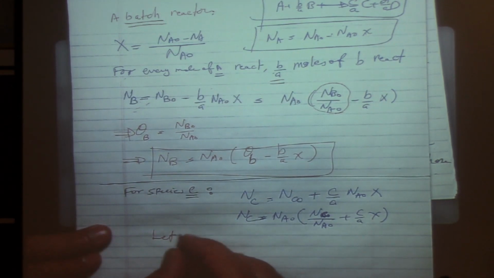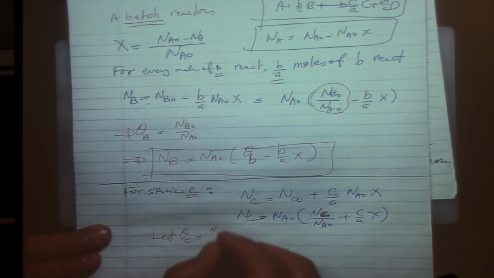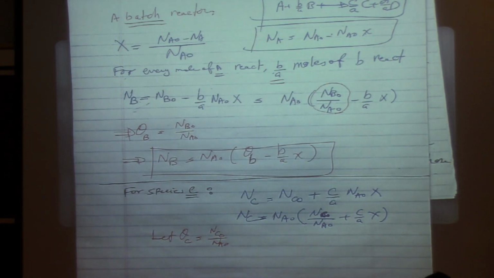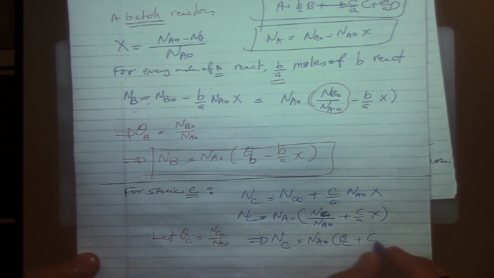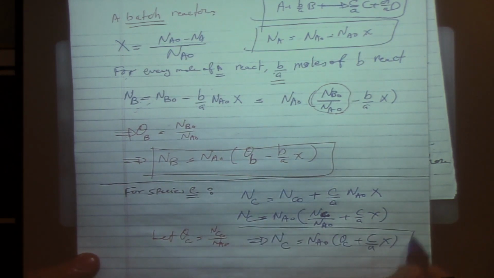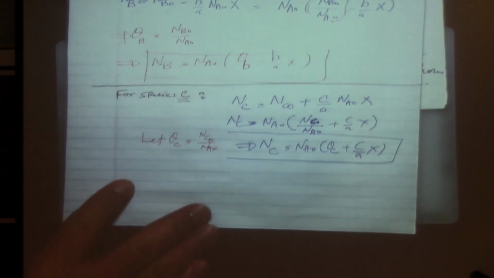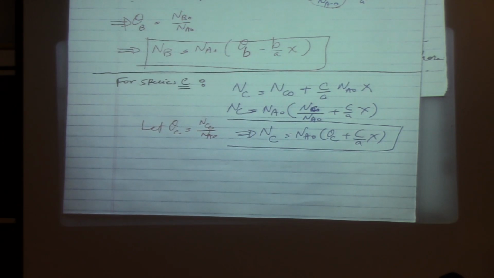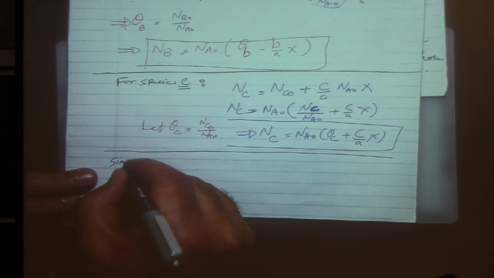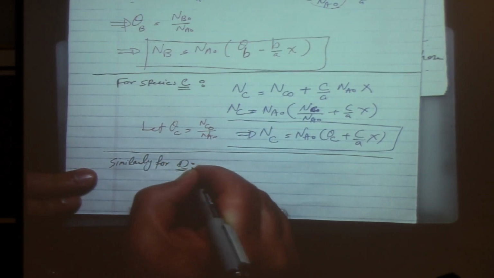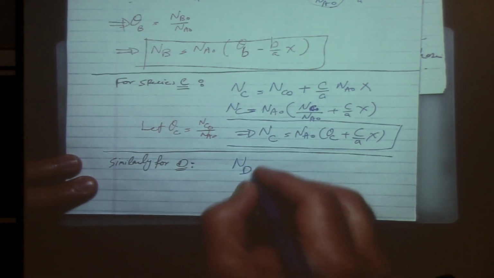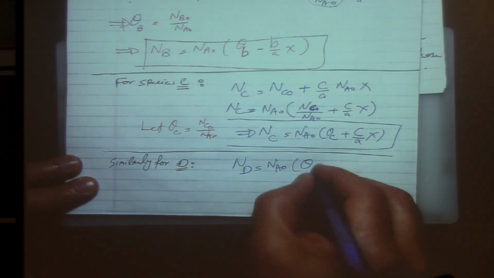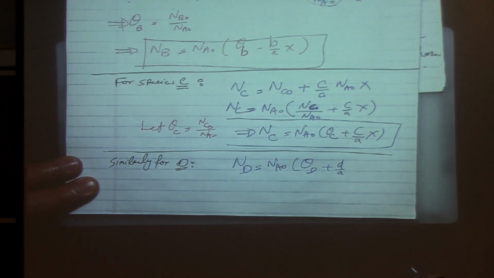Let theta C be NC0 over NA0, and then this equation becomes NC is NA0 times theta C plus c/a X. For D, similarly, if I write the final expression, ND would be NA0 times theta D plus d/a X.